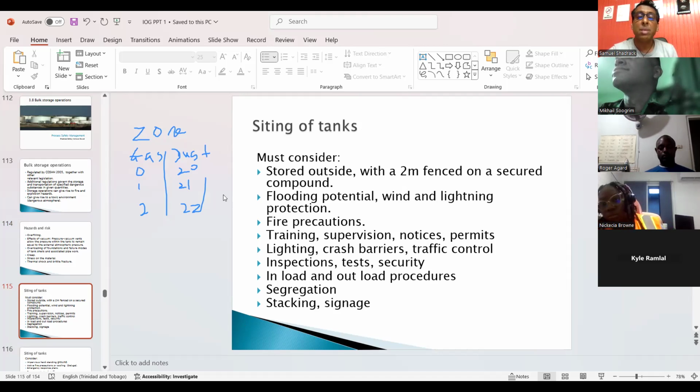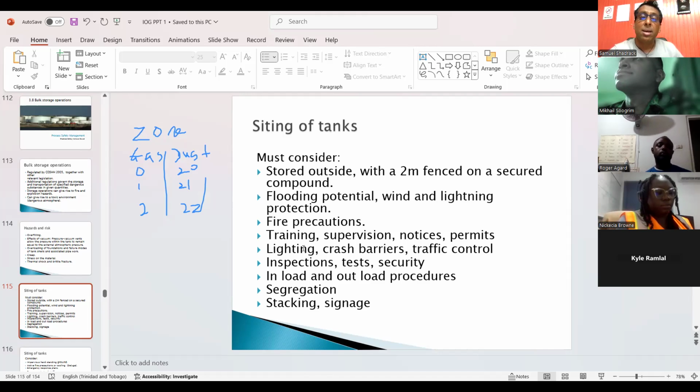Siting of tanks: just don't keep them too close to each other. Make sure tanks have proper drainage around them to protect from flooding. Fire protection tanks are normally rooted to the ground. You normally have extinguishers at a tank location. Anybody working in and around them must be trained, supervised, and have proper permission to be there.